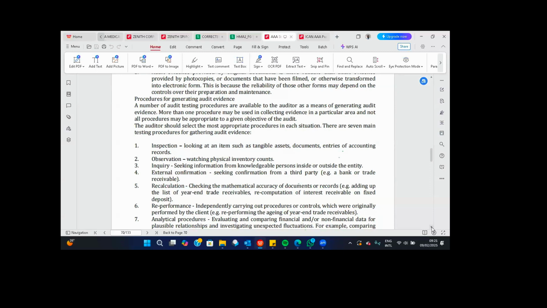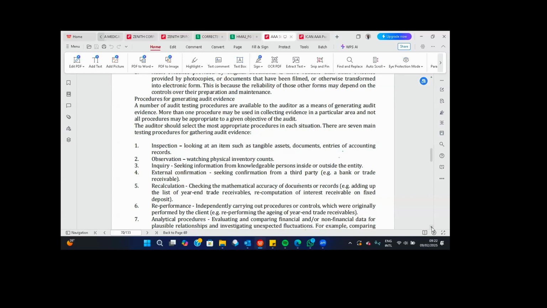Inspection is looking at an item such as assets, documents, and entries of what? Accounting records. We are checking. Okay? That's a method of obtaining what? Audit evidence. 2, observation. It has to do with when the auditor is present when an action or an activity is being carried out, and the auditor documents what he sees. We call it observation. An example is what? During stock count, the external auditor will just be watching how this count is being done.